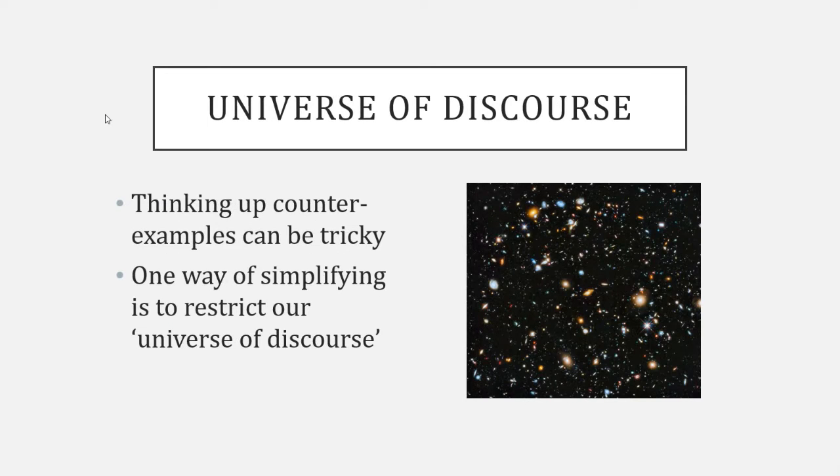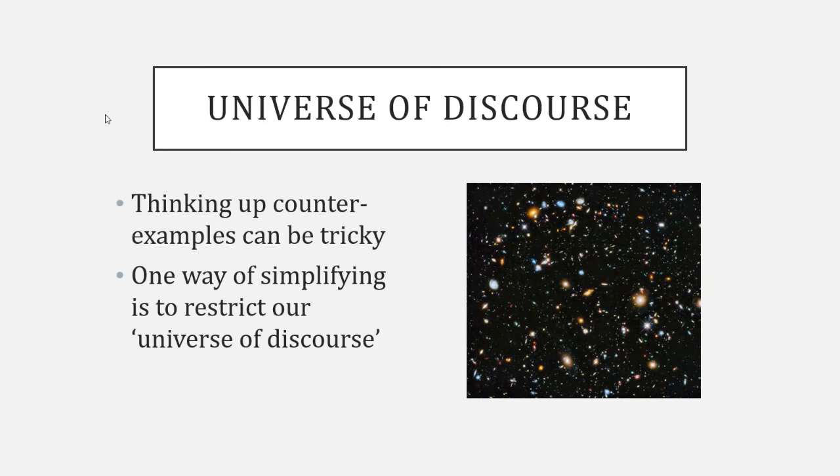So thinking up counterexamples can be hard, it can be complicated, and we're going to simplify this process for ourselves by restricting what's called our universe of discourse. So previously, when I was explaining the meaning of the quantifiers, I would make these expansive hand gestures and say things like, for everything in the whole universe, something, something, something. So that was our explanation of the universal quantifier.